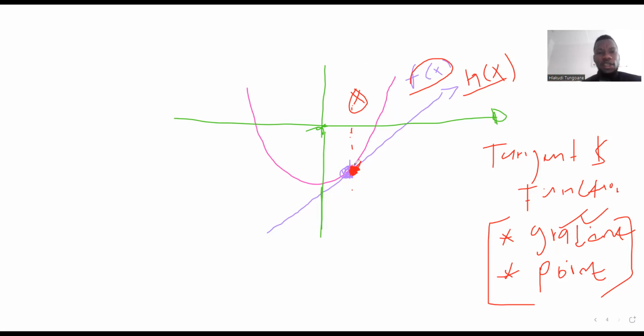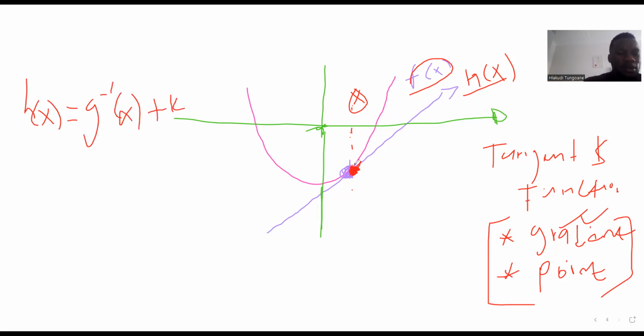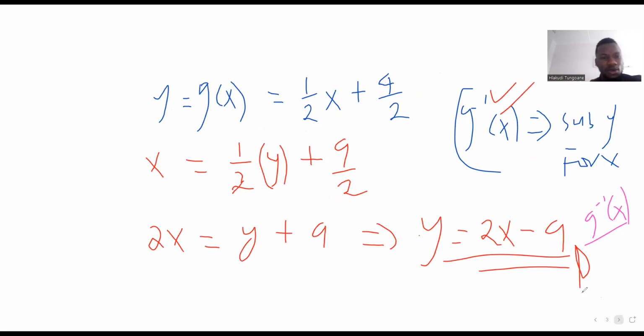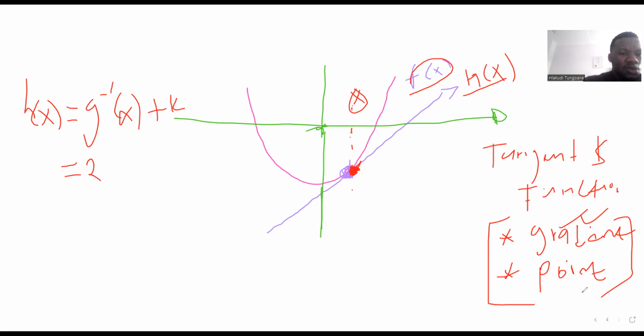Okay, so in our case, we had the graph of h of x, which equals g of x plus k, right? Remember we determined the inverse of g, which was 2x minus 9, so we have h of x equals 2x minus 9 plus k, right? We don't know k, which means we don't fully know the function of h of x. But we do know fully the function of f of x, right?